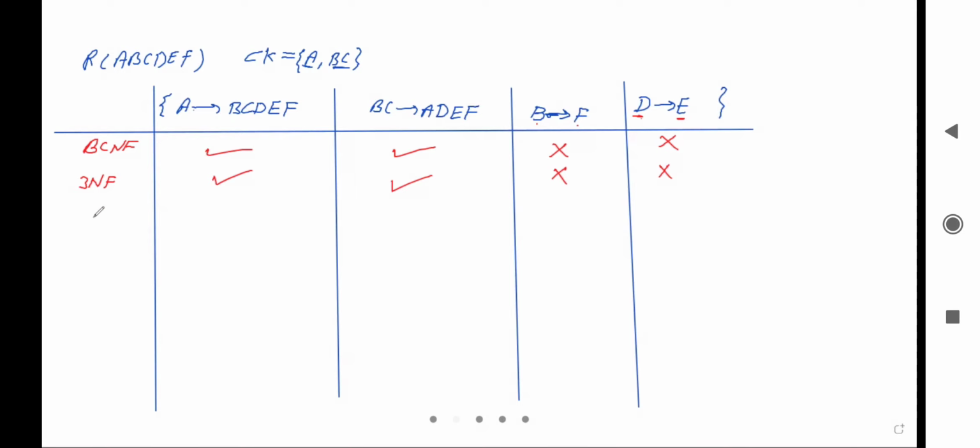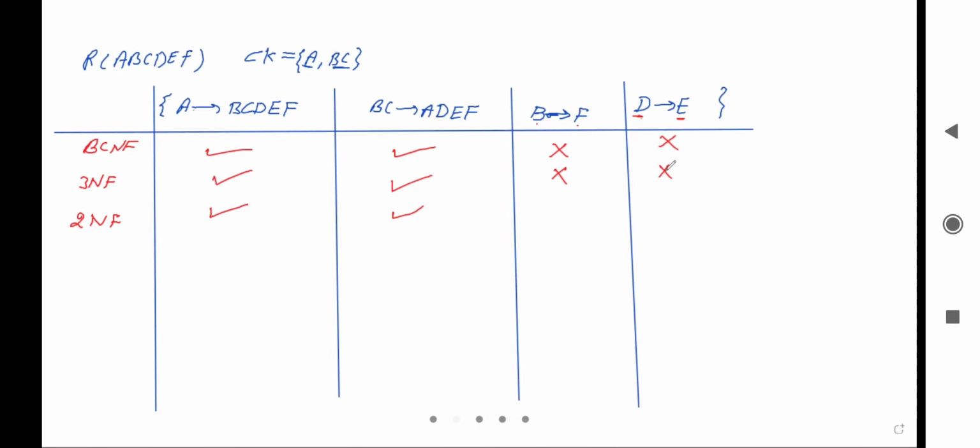What about the next one? Next one is second normal form, second NF. Here A goes to its attributes, in second normal form, not a problem. And here BC is a super key, so not a problem. It is also second normal form.